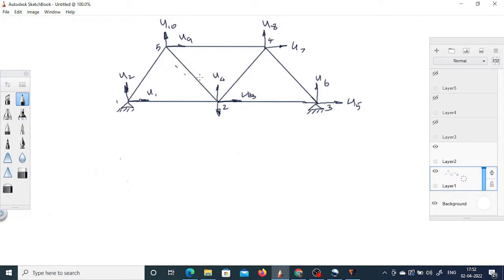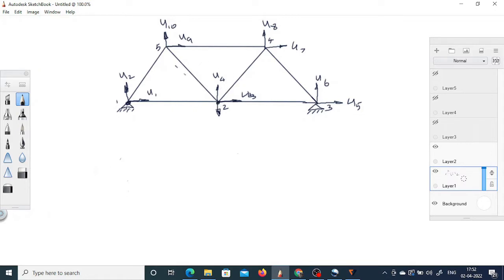All the members are riveted to each other. The assumptions to solve the truss problem in finite element analysis are: first, all the members are pin jointed, so all the joints are considered as pin jointed. After that, the truss is loaded only at the joints, not intermittently. Only at the joints is load acted. The self weight of the members is neglected for solving the problem.